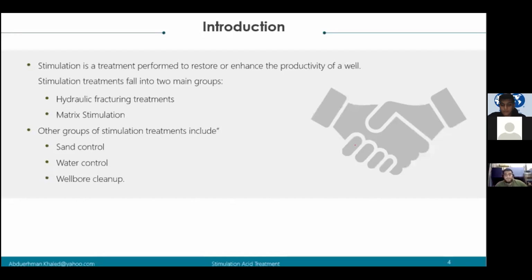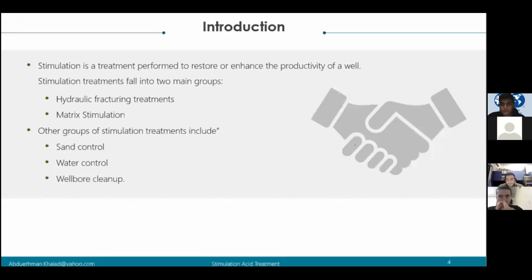Mainly, stimulation treatments fall into two main groups. Either hydraulic fracturing, I mean, treatments that are performed above the fracture pressure of the reservoir formation and create a highly conductive flow path between the reservoir and the wellbore. Or matrix stimulation, which is designed to treat the near wellbore reservoir formation rather than going deeply into the formation, and with a pressure less than the fracture pressure. So that's why they call it matrix.